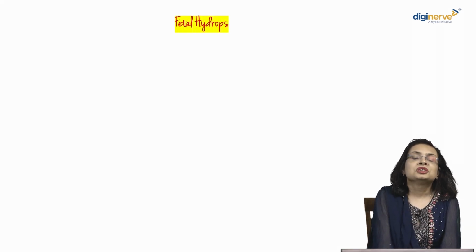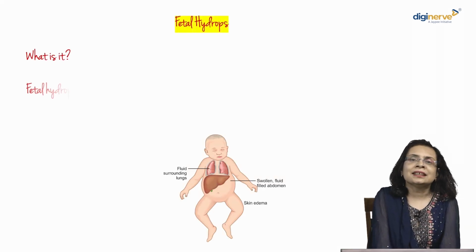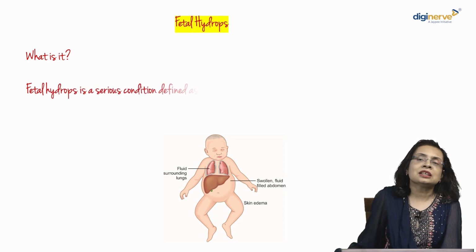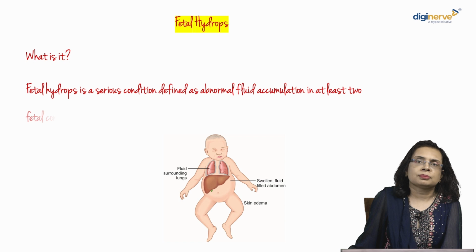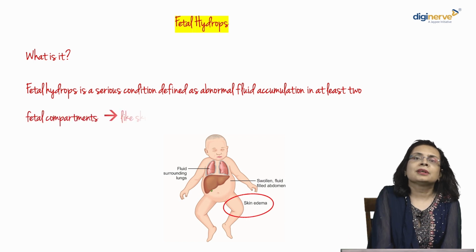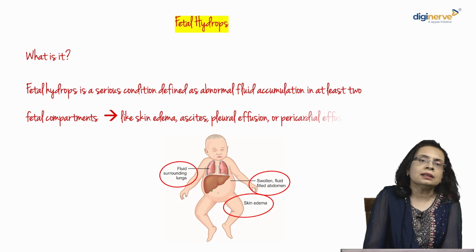So, today's topic, fetal hydrops. So, what is this? This is a serious condition which is defined as abnormal fluid accumulation in at least two fetal compartments. For example, there could be skin edema, ascites, pleural effusion, or pericardial effusion.